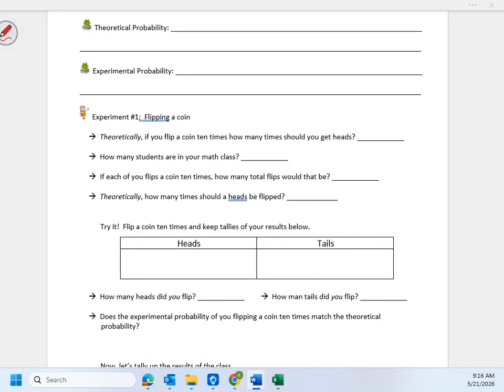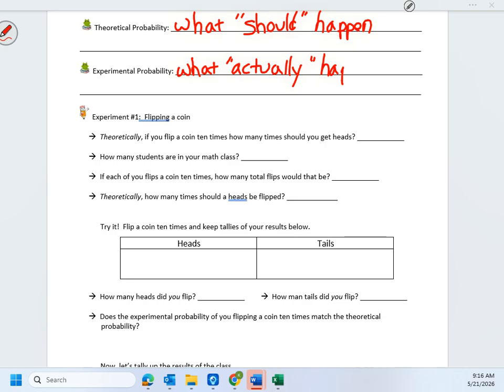All right, so theoretical probability is what should happen, while experimental probability is what actually happens. So if we flip a coin, we have two outcomes, right? Either a heads or a tails.